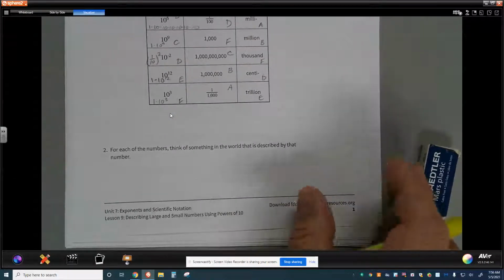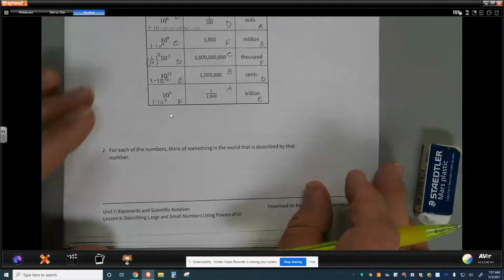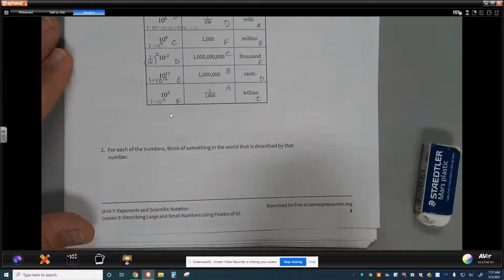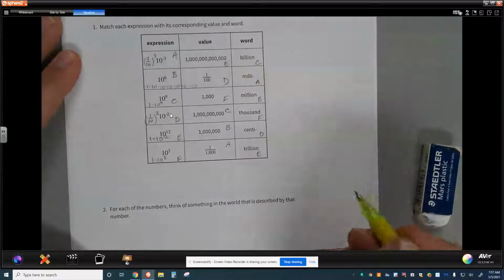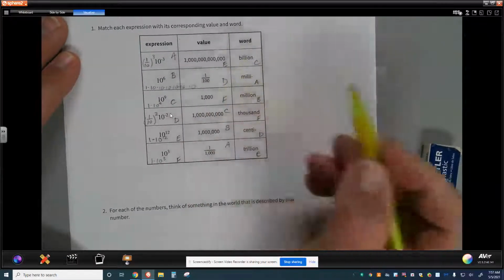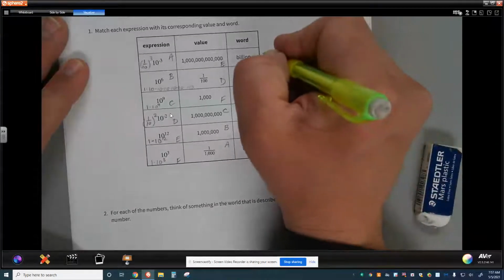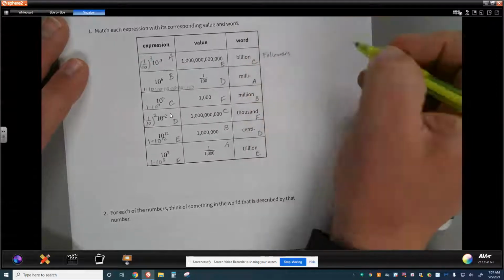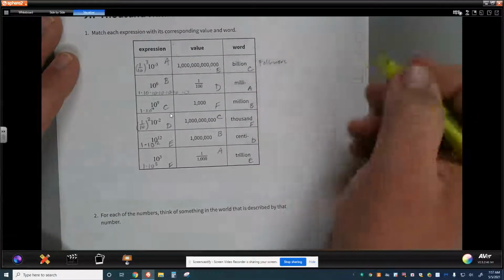On the next page after this one, it says, for each of these numbers, think of something in the world that's described by that number. Let's just start right at the top. A trillion, or we'll use these words right here. Billion, this is probably something like followers on social media, that everybody wants to get up into the billions because then they can make lots of money.